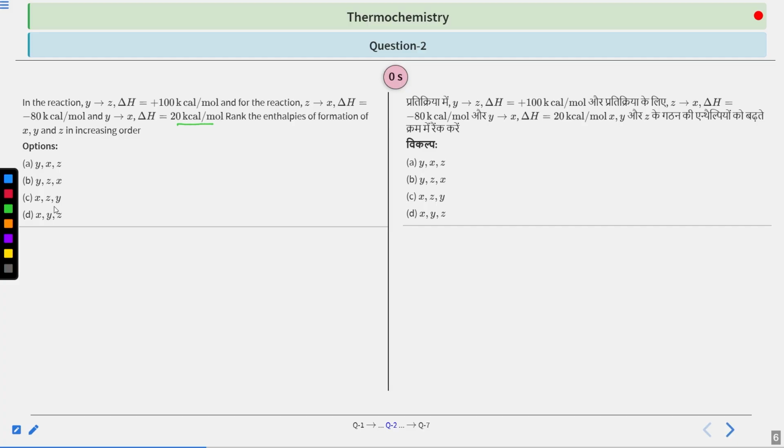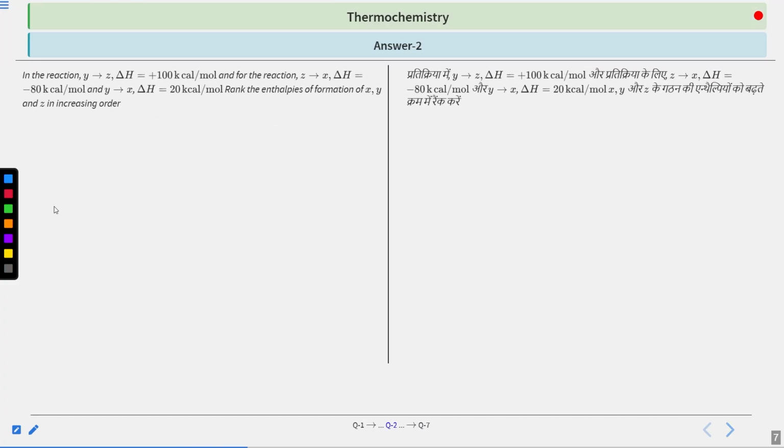So moving on to the solution part. How will we solve it? Let's see. First we have to find the enthalpy of formation for y, for z and for x. So we will use these three equations to find the value of these three variables. For those who have solved, the correct answer is A.